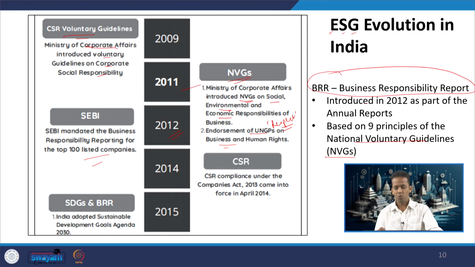It was introduced in 2012. So, every company used to give their annual reports at the end of every financial year. As a part of the annual report, they were asked to give a business responsibility report also, and this BRR was based on the 9 principles of NVGs. This National Voluntary Guidelines has 9 principles, and based on those 9 principles the business responsibility report was to be prepared by all the companies.